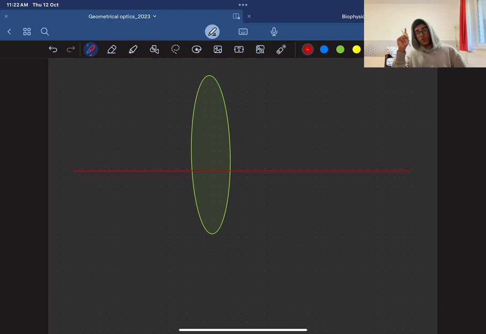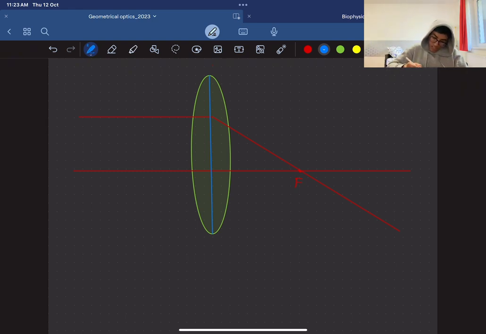The first ray that I'm going to show you is the parallel ray, which you already know, like I said, always passes through the focus. Let's say this was the focus. There's another ray now I want to show you. It's not called anything. This ray is the only ray which passes undeviated.